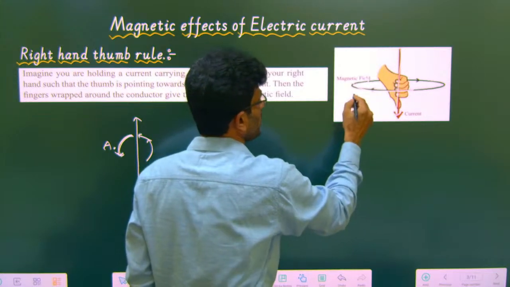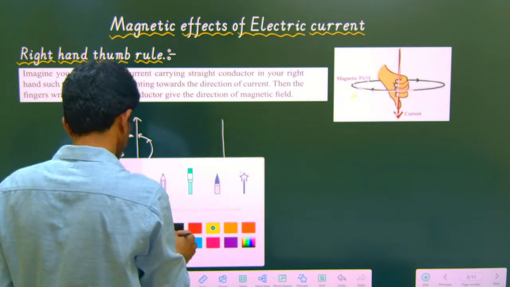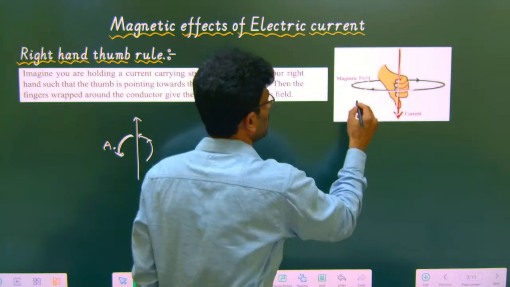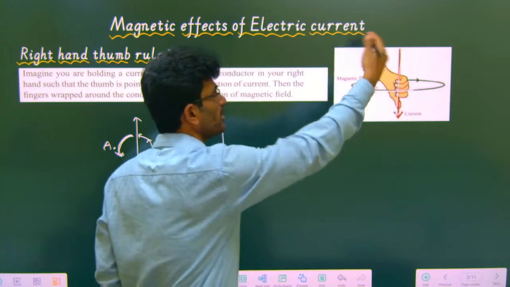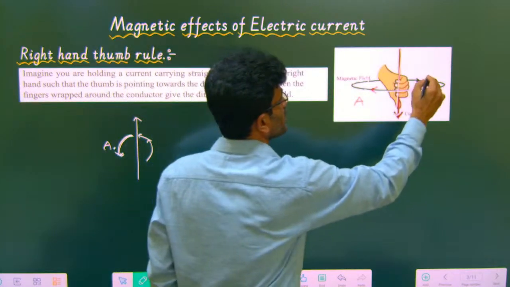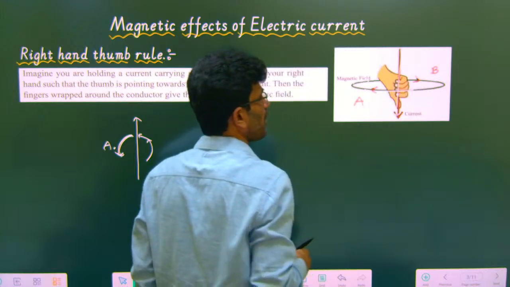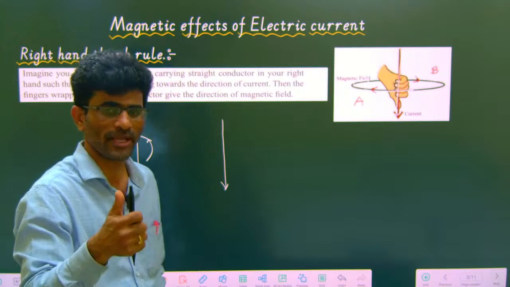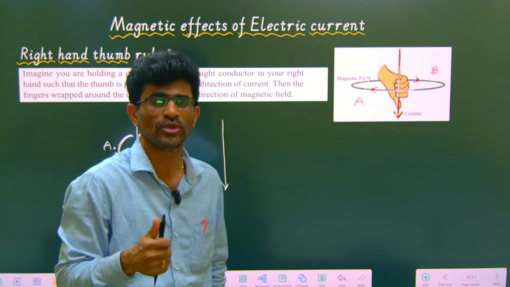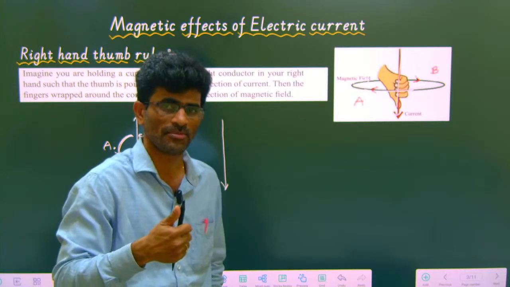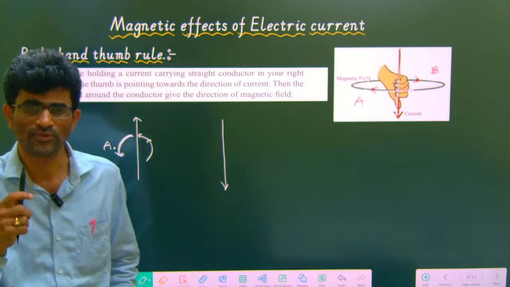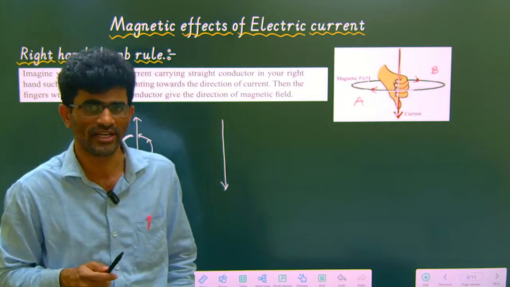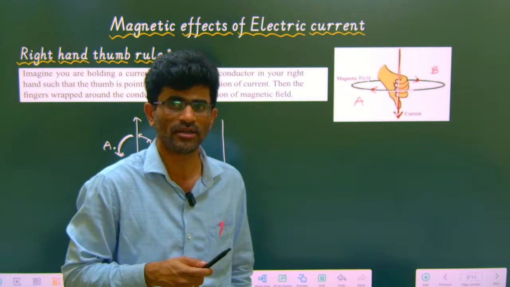If you take a point A here, at point A it is going inside the plane. And if you take this side B, at B it is coming out of the plane. So by just holding that conductor and observing your thumb and remaining fingers, you can decide whether it is coming in or going out. So the right hand thumb rule is very important to decide current direction and magnetic field lines direction. You have to know what is the statement and how to apply it.